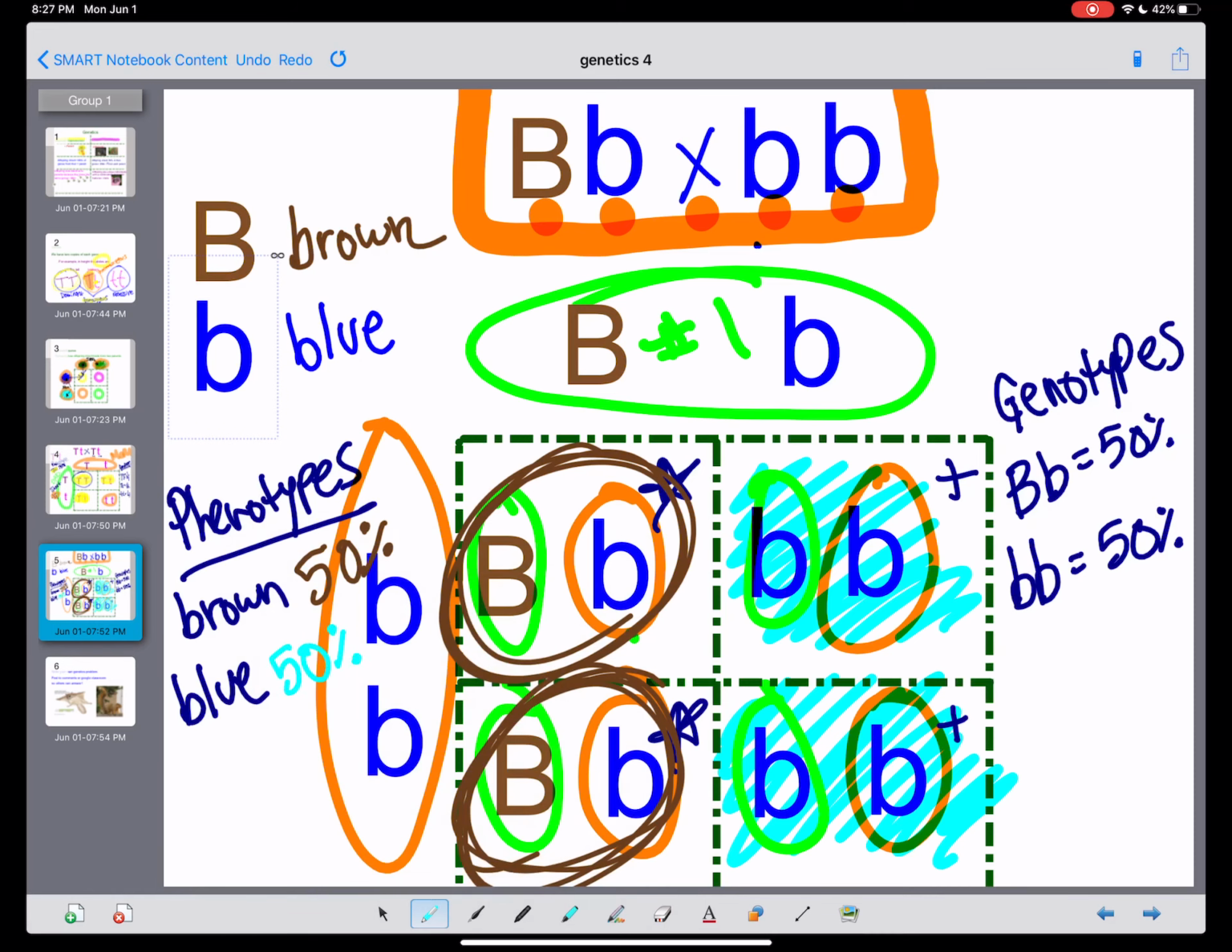Now, in actual real life, we know that chances are random, so it never ends up being a perfect 50-50, but this allows us to give accurate predictions based on the genes of the parents as to what the genes of the offspring will be and what those offspring will look like.